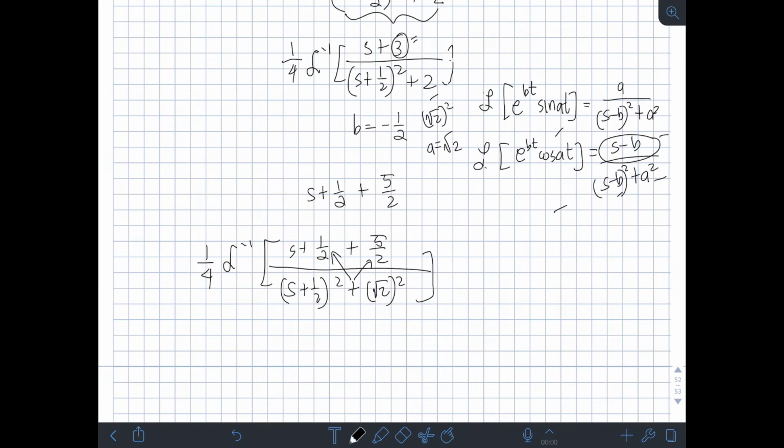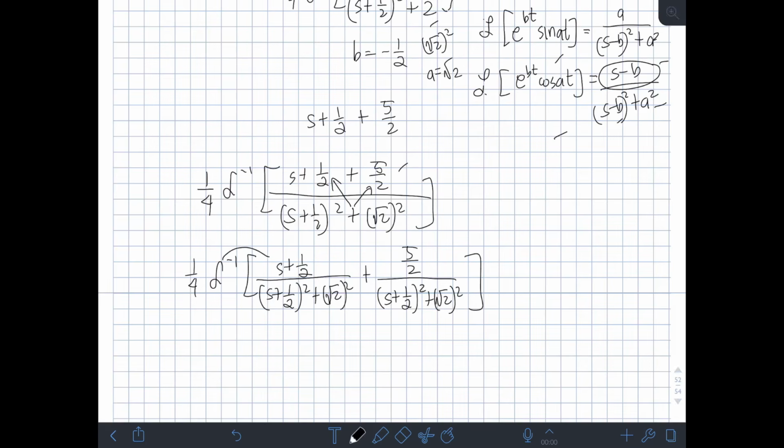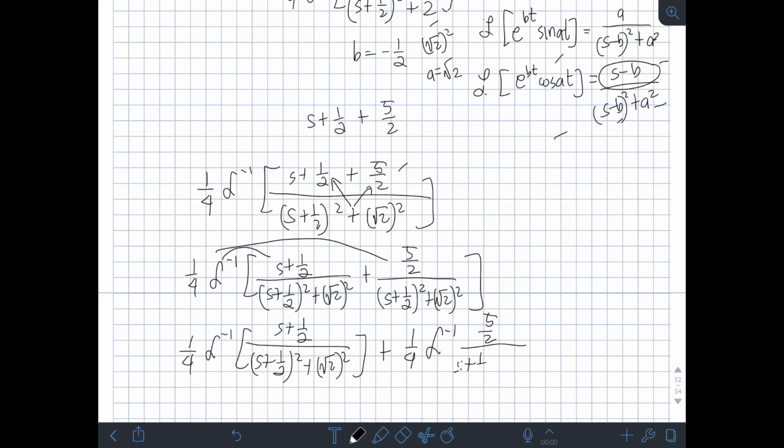Sa paghiwalay natin, i-distribute ko ulit itong denominator. Magiging 1/4 inverse Laplace transform ng s plus 1 half over s plus 1 half quantity squared plus square root of 2 squared. Plus, dito rin sa 5 over 2 over s plus 1 half quantity squared plus square root of 2 squared. Okay? So, pag distribute natin itong Laplace transform operator, parang meron tayong 1/4 inverse Laplace transform nitong s plus 1 half over s plus 1 half quantity square plus square root of 2 square plus 1/4 inverse Laplace ng 5 over 2 over s plus 1 half quantity squared plus square root of 2 squared.